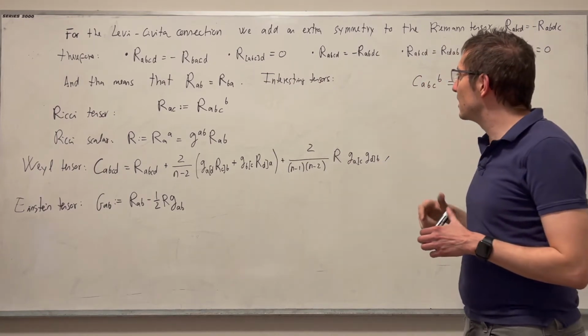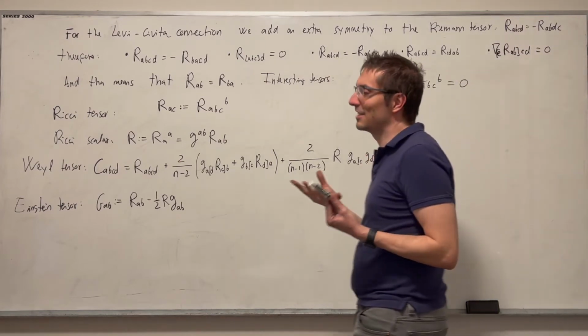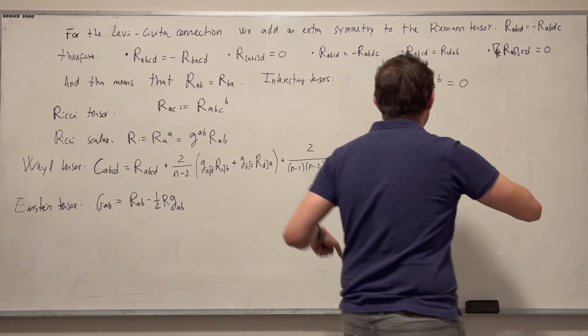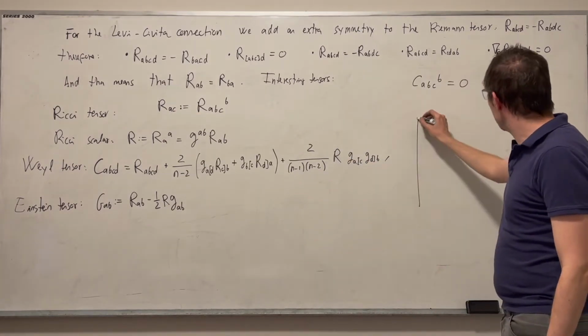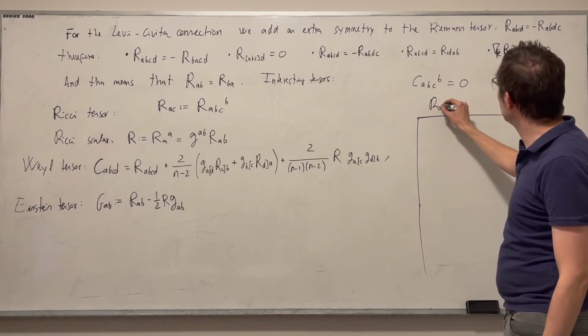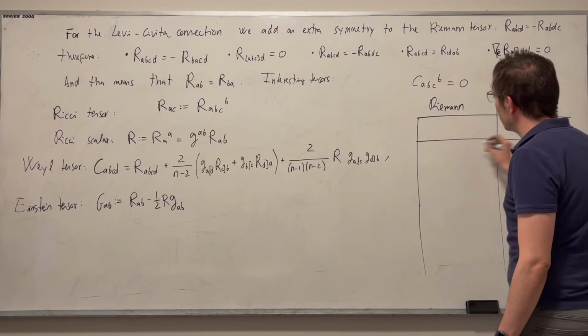Now, we can write a table here using these symmetries. Again, I'm not going to say much about it because there's an exercise about all that, but let's write a table of the number of algebraically independent components of the Riemann tensor and the Ricci tensor. This is the number of independent components depending on the dimension of the manifold.